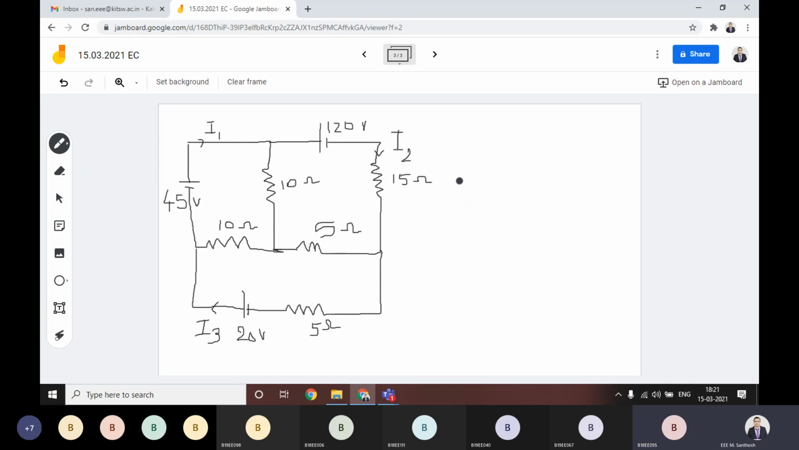I1 0.5, exactly. I2 3 minus 3.7, very good. I3 0.31. 0.31, exactly. 2 minutes 23 seconds.